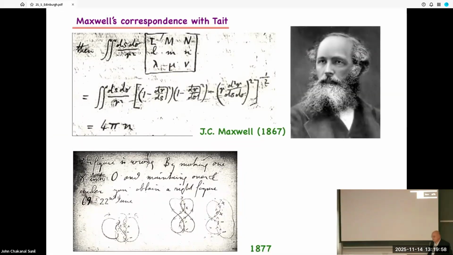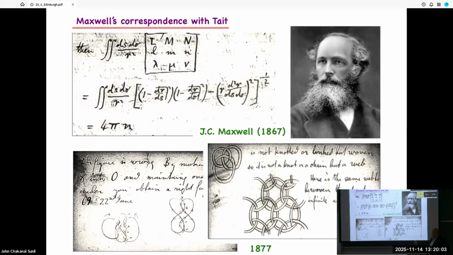Okay, so here is another one, and this is for soft matter people, because they call it the Olympic Games rings, but you see, it's not knotted or linked. This is a Borromean ring. But woven, so it is not a knot or a chain, but a web. Here is the same web to be woven throughout an infinite area.